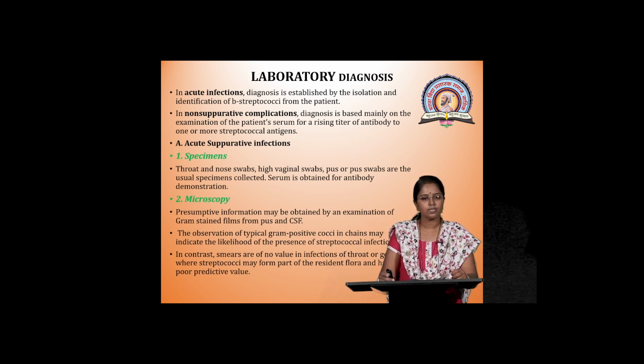The observation of typical gram-positive cocci in chains gives the primary idea that the person has an infection of Streptococcus pyogenes. In contrast, smears are of no value in infection of the throat or genitalia, as streptococci reside there as normal flora. So in case of throat infection or genital infection, if you see long chains of gram-positive streptococci in the smear, that is of no value.